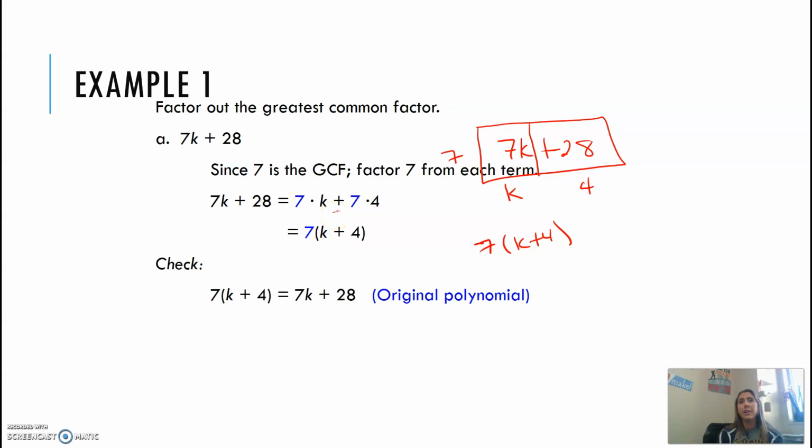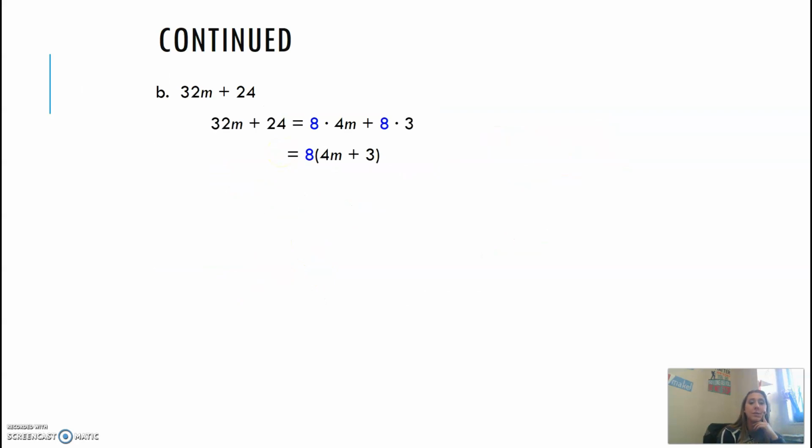You always want to check your answer. Back when I did teach Algebra 1, I used to make my students multiply it out to make sure they got the right answer. I think that you guys have gotten beyond that, and so you can just mentally do it. So you can just go, okay, 7 times k, that's 7k. Yep, 7 times 4 is 28. Yep, I got the answer I started with. So that's something you can do.